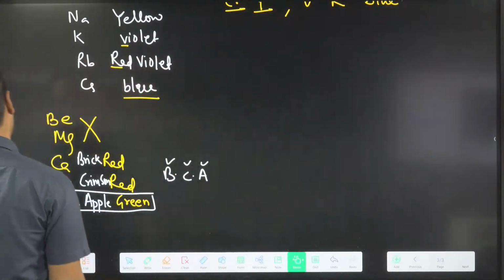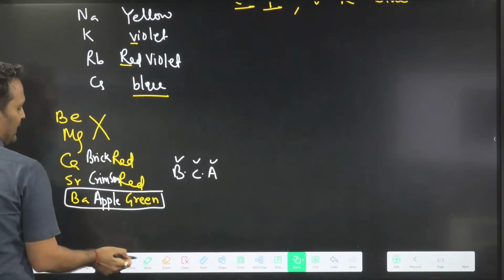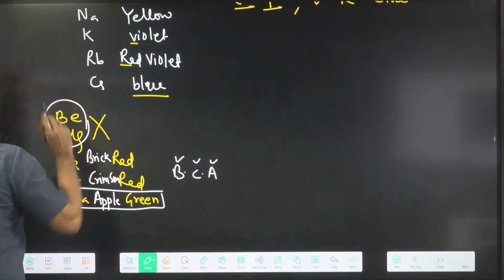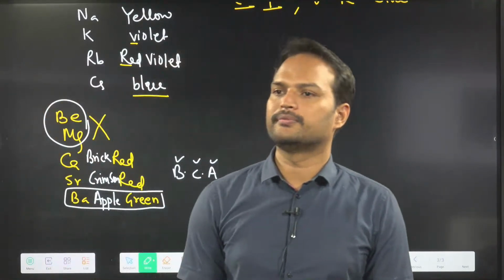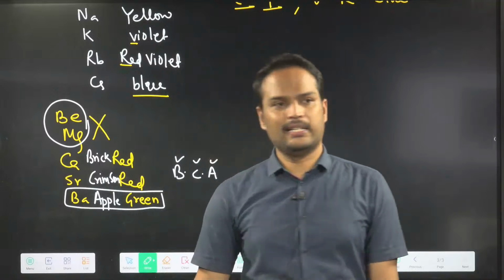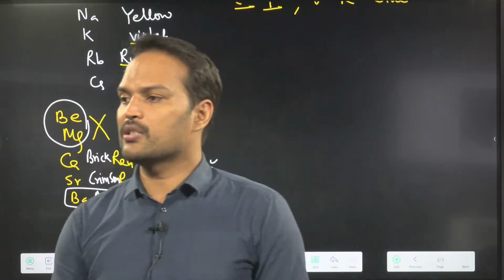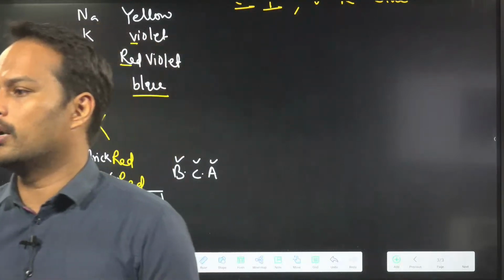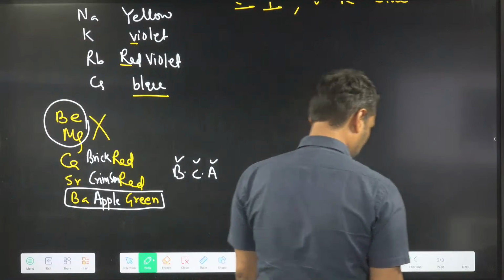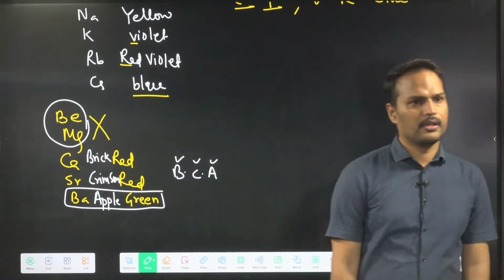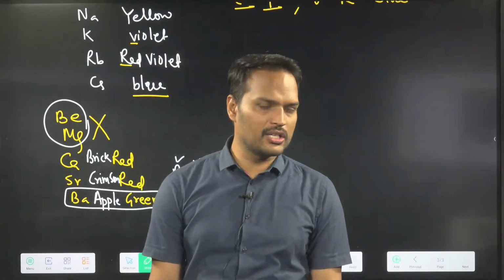Now the question arises, sir, why beryllium and magnesium is not giving any color? Can you say the reason? बताओ, कोई reason पता है? Why beryllium and magnesium is not showing any color? They will ask you which S block elements don't show color. क्या बोलोगे? Beryllium and magnesium, higher ionization energy.